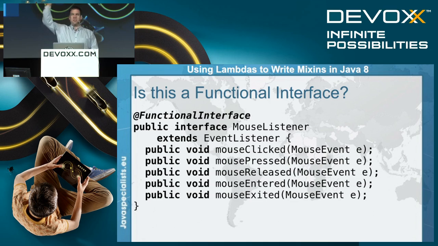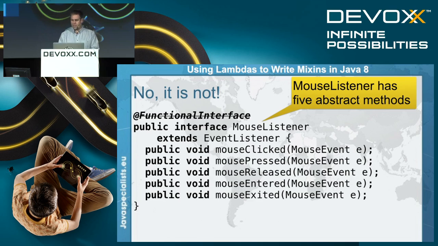Who says this is a functional interface? Really? Nobody? You're just trolling there. Okay, who says it's not a functional interface? Hopefully most hands go up. Very good. So this is not a functional interface because we've got 5 abstract methods. Right? 5 different ones. So you can never use this in the example that you would expect it to use.